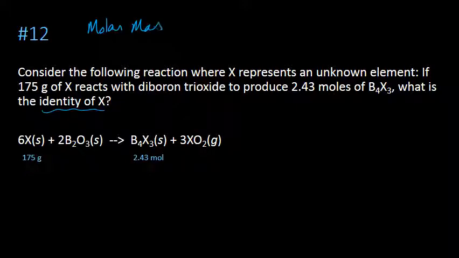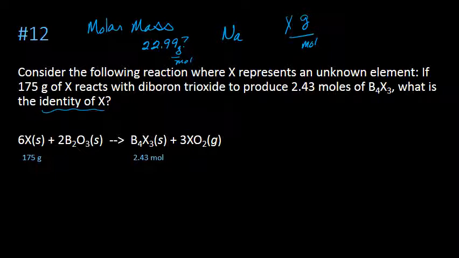For example, if I said to you, who has a molar mass of 22.99 grams per mole? Well, easy. You look at the periodic table, you find it's sodium. So if you can find the grams per mole of X, you can figure out who X is. And look, we have the grams right there. What we don't have is the moles of X. But we have moles of this. So can we get from moles of this guy to moles of this guy? Well, sure, it's one step.